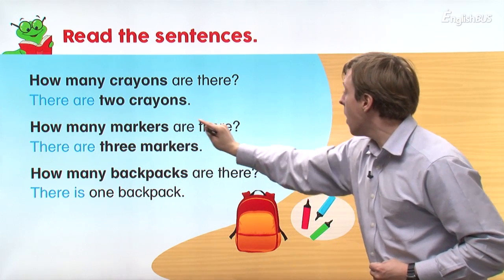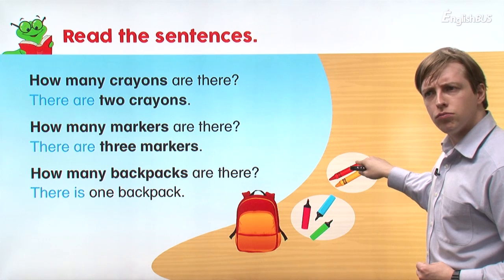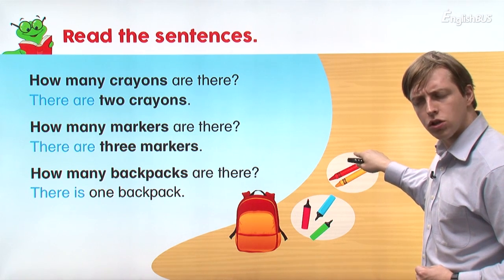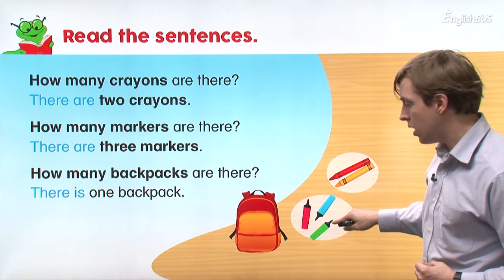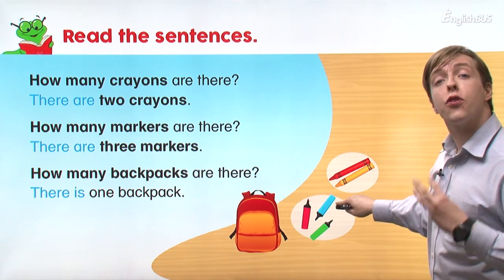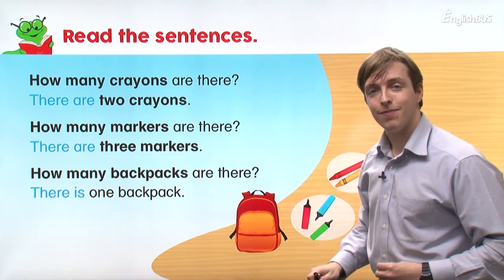Let's do some more. How many markers are there? So, are these markers? No, those are crayons. These are markers. How many do you see? 1, 2, 3. There are 3 markers.